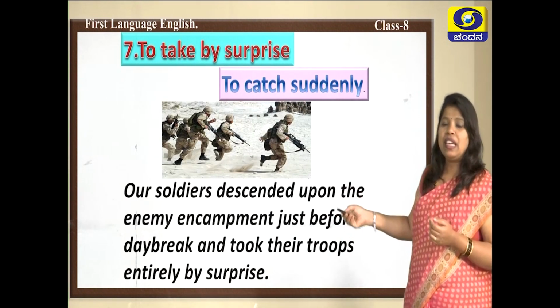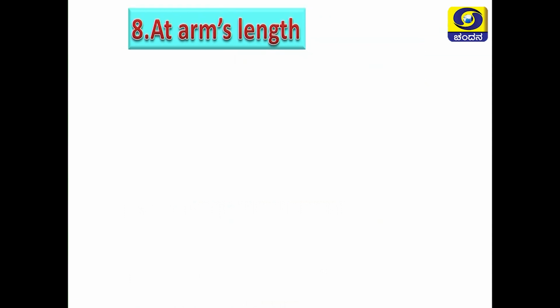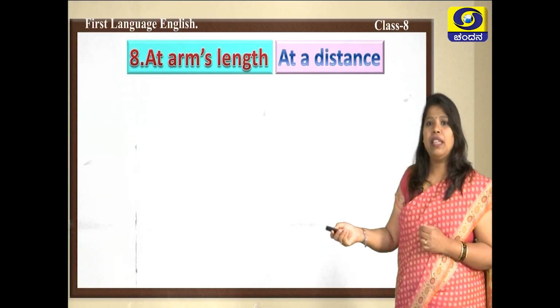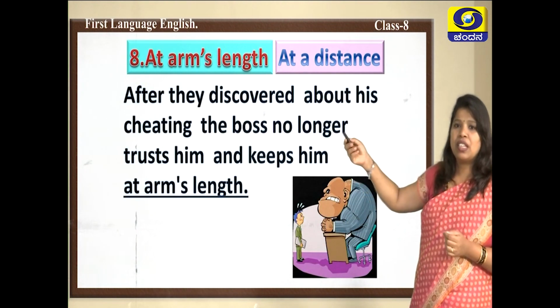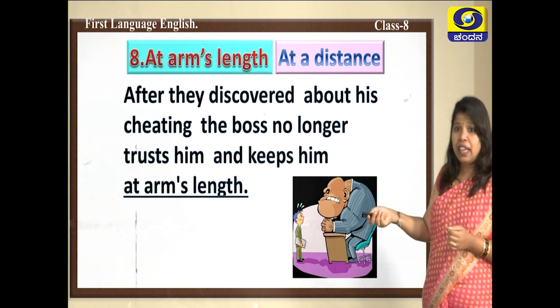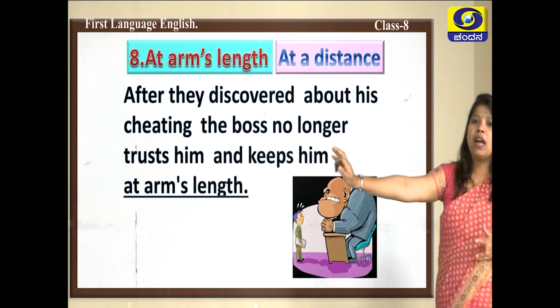So, here you can see the picture of soldiers. Our soldiers descended upon the enemy encampment just before daybreak and took their troops entirely by surprise. Now, at arm's length, it means at a distance. After they discovered his cheating, the boss no longer trusts him and keeps him at arm's length.